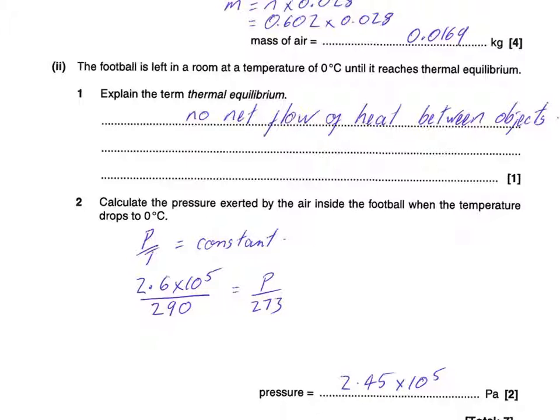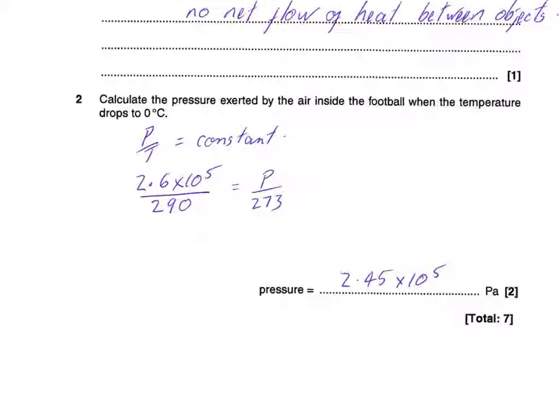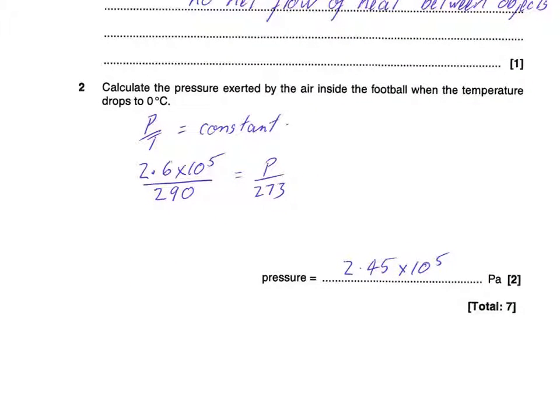We're then asked to calculate the pressure exerted by the air inside the football when the temperature drops down to 0 degrees C. P upon T is constant. We've got a constant volume of the football, so we've got P upon T is constant. You could use the full PV upon T is constant, and your volumes will just cancel off. You could, in fact, I think, go to PV equals nRT again, just more complex than it needs to be.